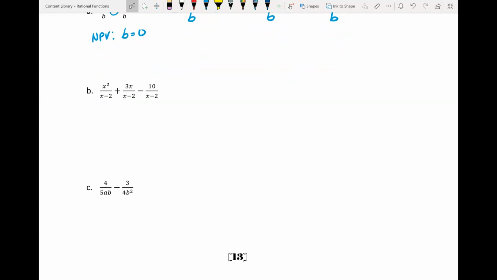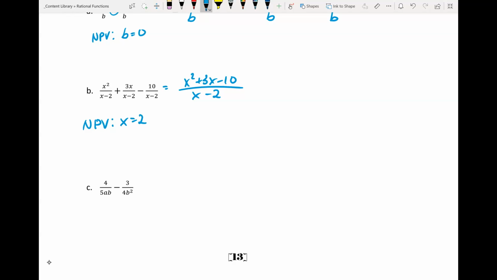Moving on to our next example. Again, we already have the same common denominator, which is x minus 2, so I don't need to find an LCD, or lowest common denominator. Then my next step is to find the NPVs. There's only one, which would be x equals 2, because if x was 2, we would get 2 minus 2 in the denominator, and then we would get a 0, and that would cause a problem. Now we just need to combine our numerators and leave the denominator alone. So our numerator is x squared plus 3x minus 10.